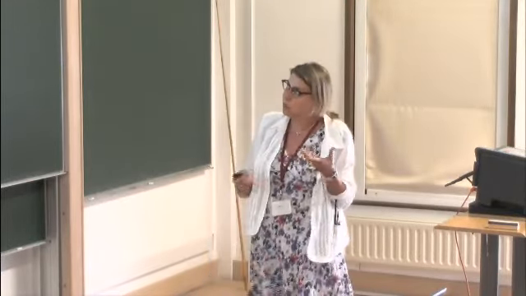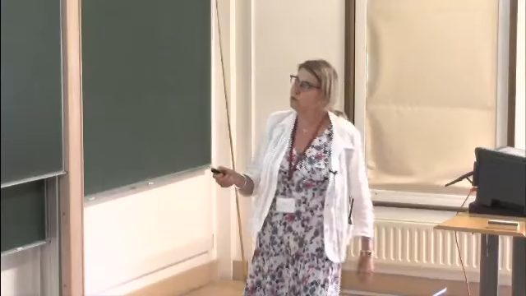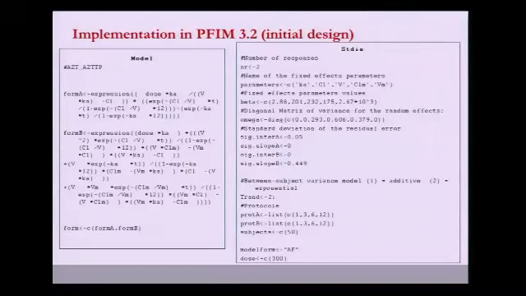To do that, we use PFIM, and it's just to show you that indeed we had to implement the model because it's not a model of the library of PFIM, so this is the way you implement the model in R. And here is where you specify how many responses, the parameters, the fixed effect values, the omega, the error model, and what kind of design you're going to evaluate.